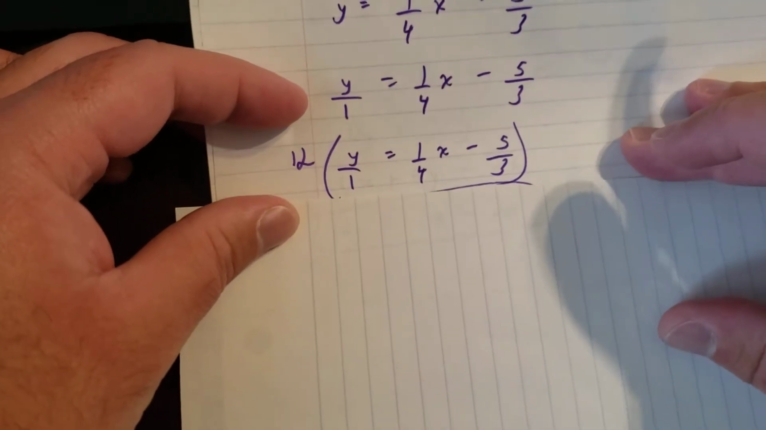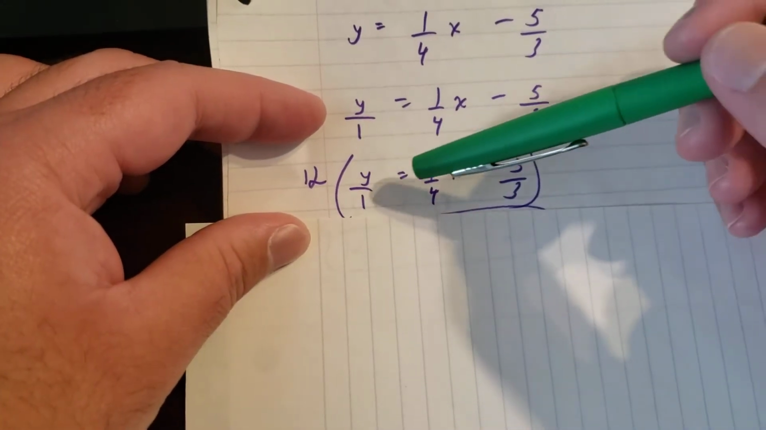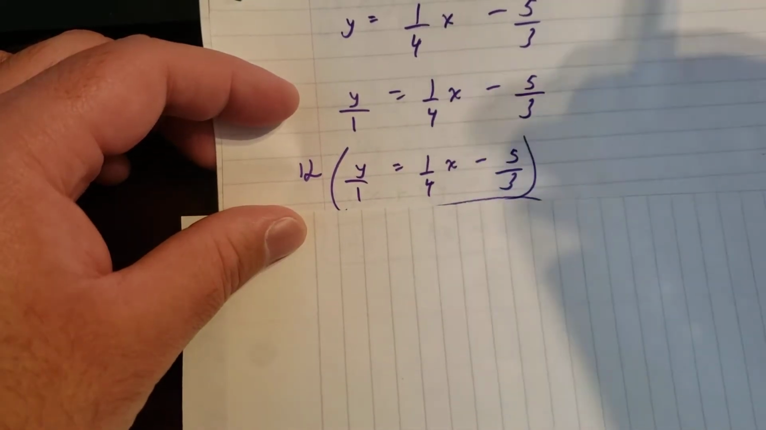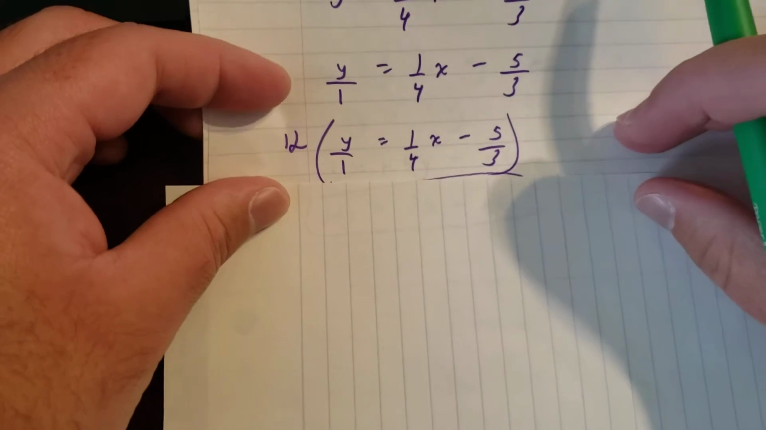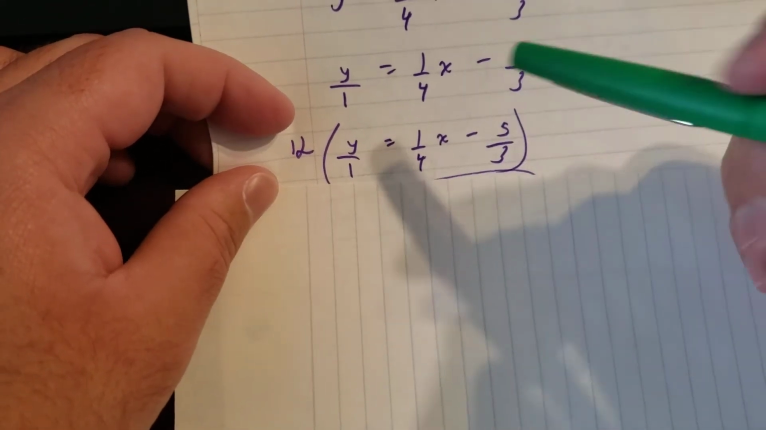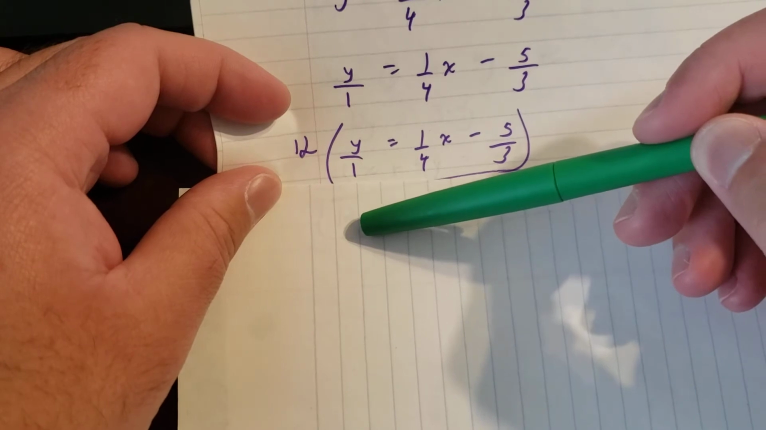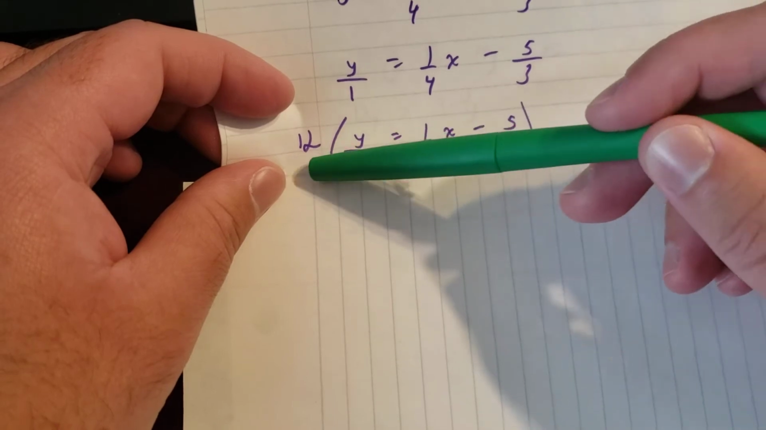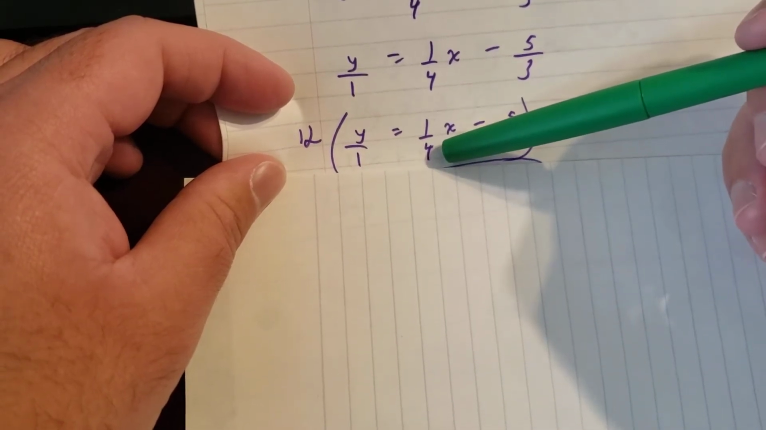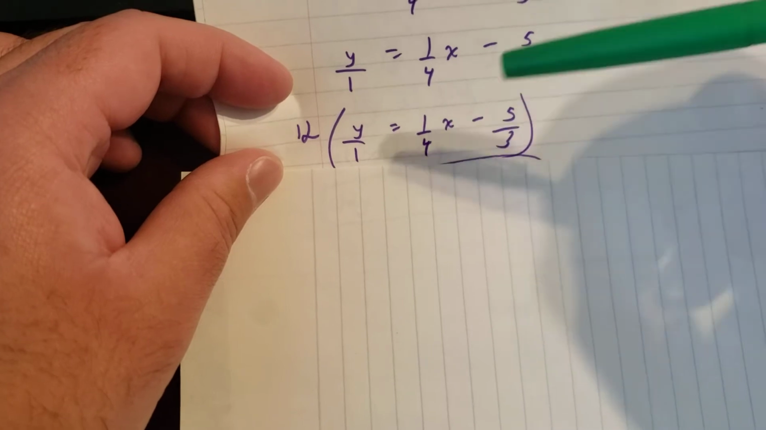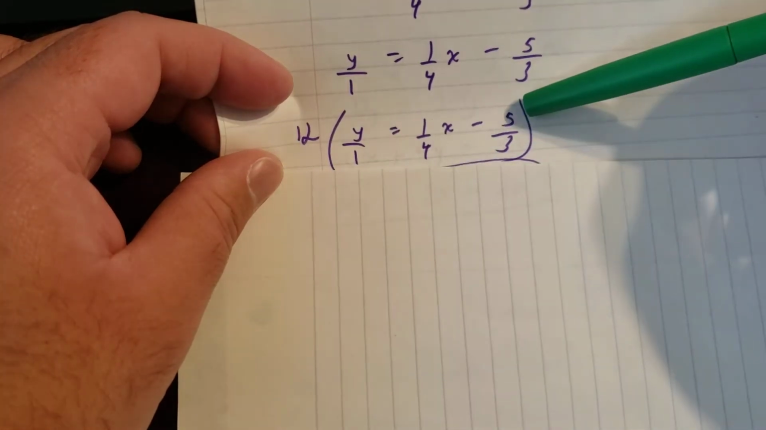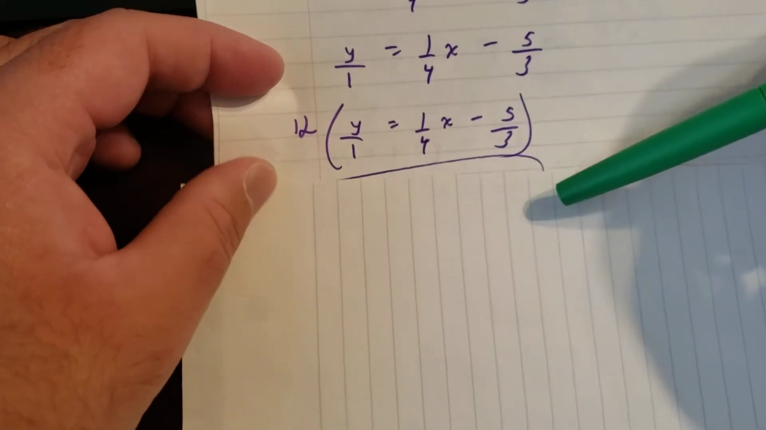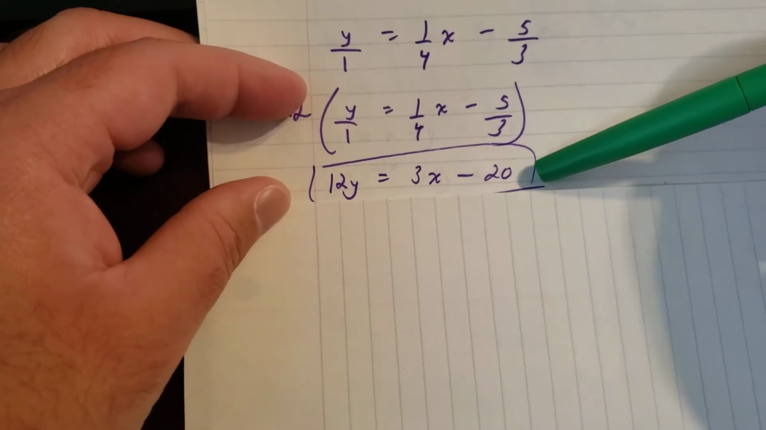I'll let you have a go at this, so just pause the video, multiply each thing here by 12, and let me know what you get. Okay, so 12 times y should be 12y. 12 times 1/4, so that will be 12 times 1, which is 12, over 1 times 4, which is 12 over 4, which of course is 3x. 12 times 5 is 60. 1 times 3 is 3, so it's 60 over 3, which should give you this equation right here.